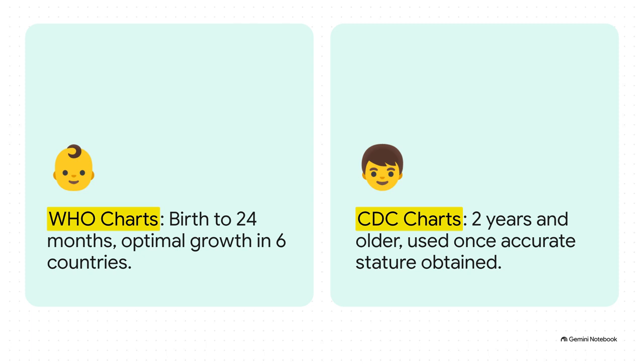The CDC explicitly recommends utilizing the World Health Organization, or WHO, growth charts for infants from birth up to 24 months of age. These WHO charts describe optimal child growth in environments across 6 countries. Then, once a child turns 2 and we can finally obtain an accurate standing stature, we transition to the CDC growth charts. Getting this distinction right off the bat is our first step in solidifying objective clinical indicators.